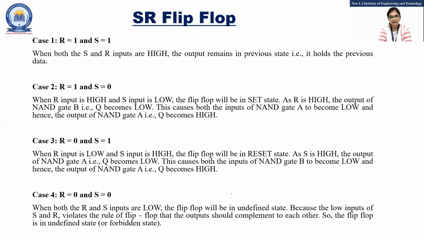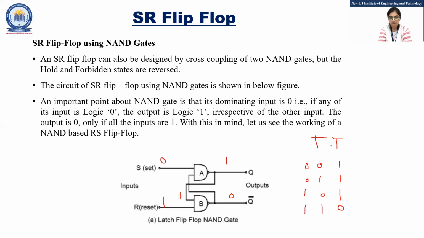Okay. In the third case, R is equal to 0, S is equal to 1. The reverse condition of this. Here, now we are applying the third case, that is I am writing here R is equal to 0 and S is equal to 1. So here one of the inputs is 0, output will be 1. And this 1 we are applying back to this logic gate A. So 1, 1 gives output 0.